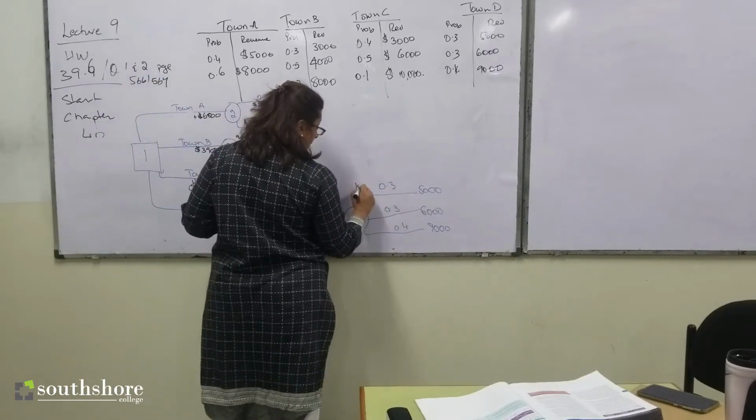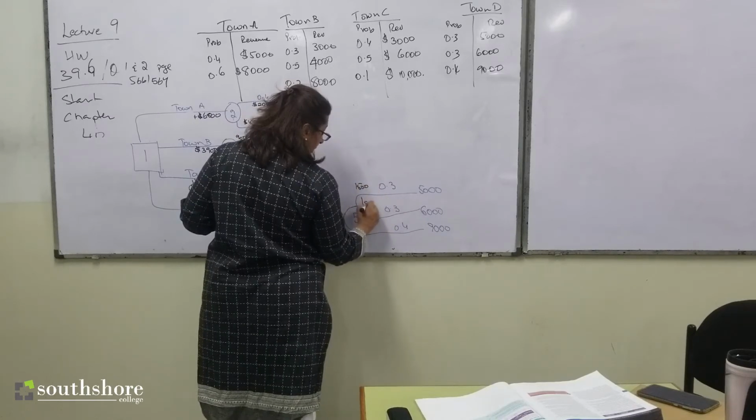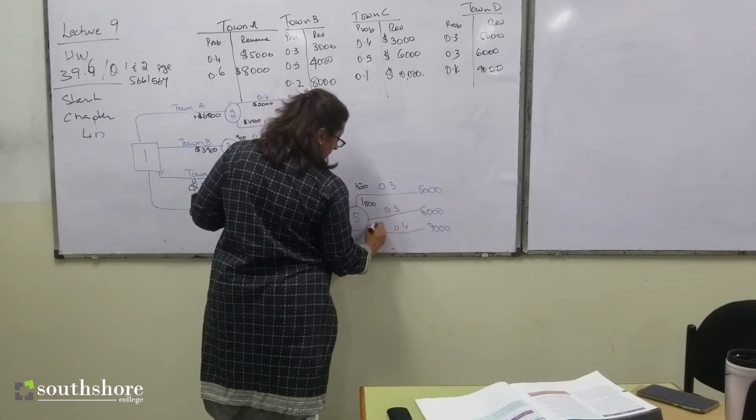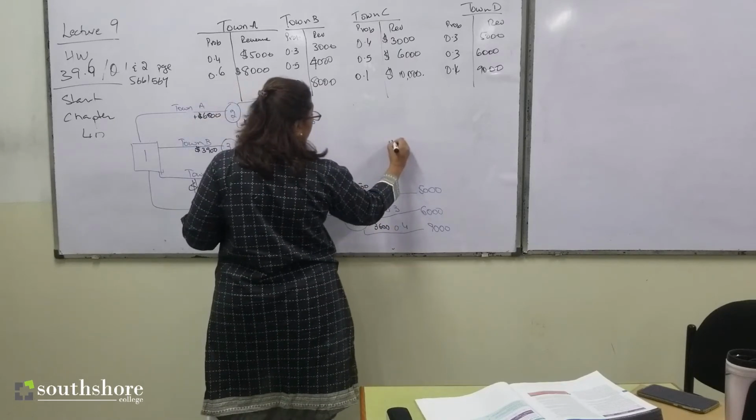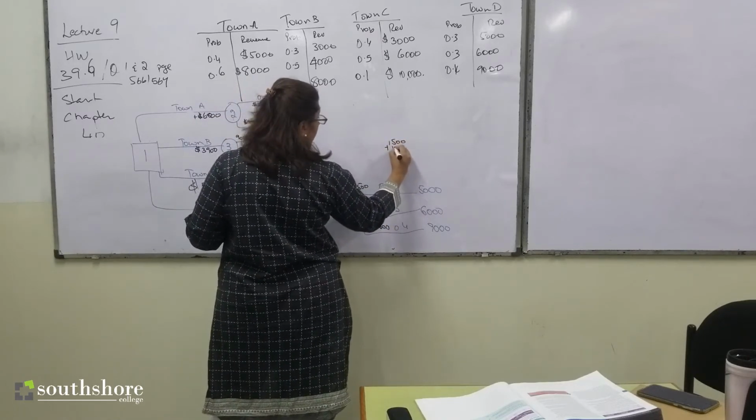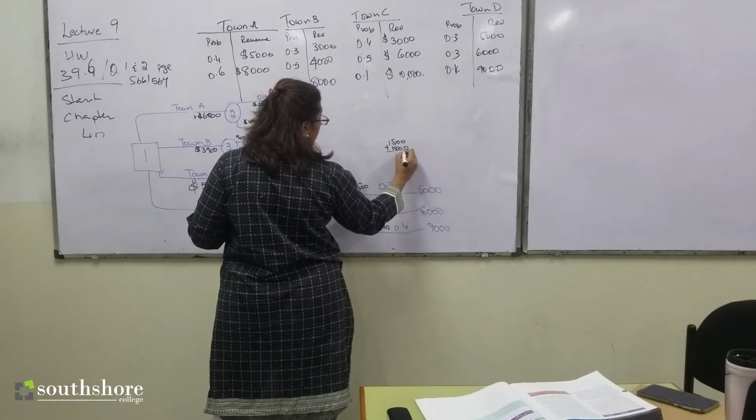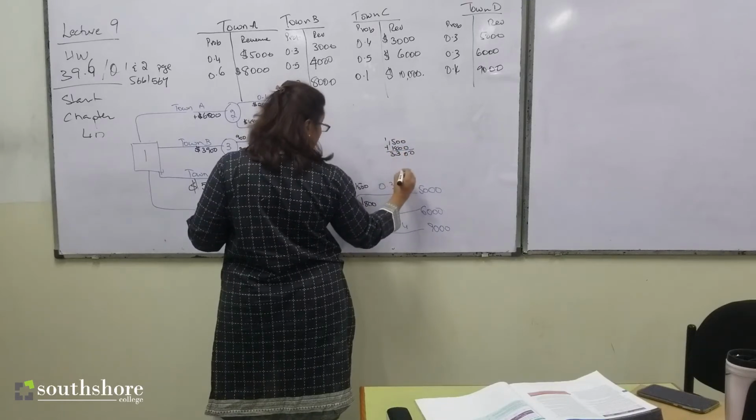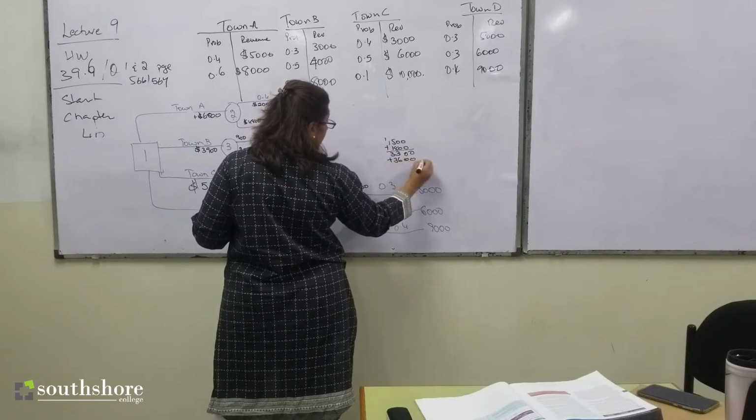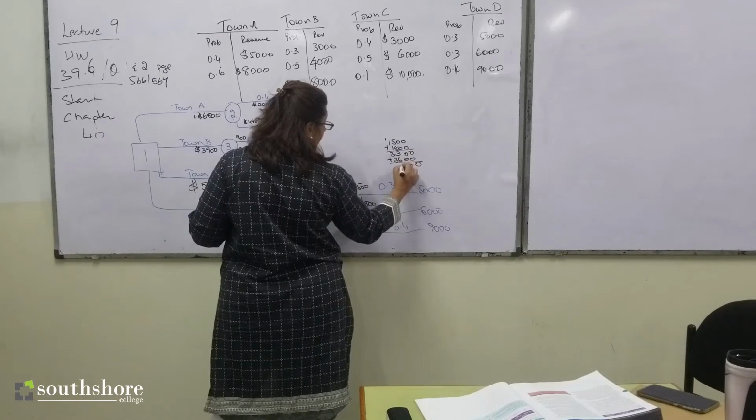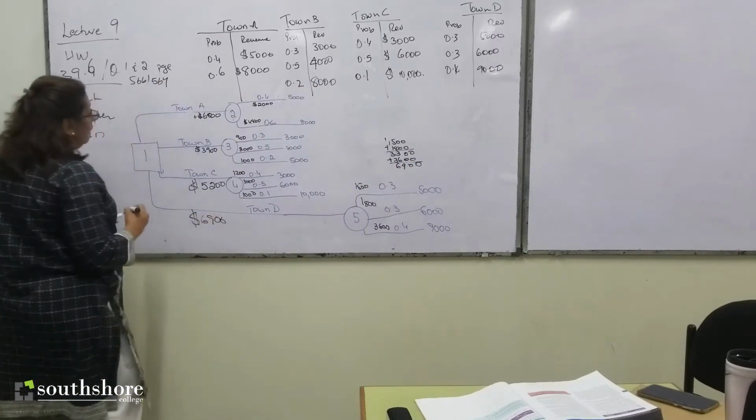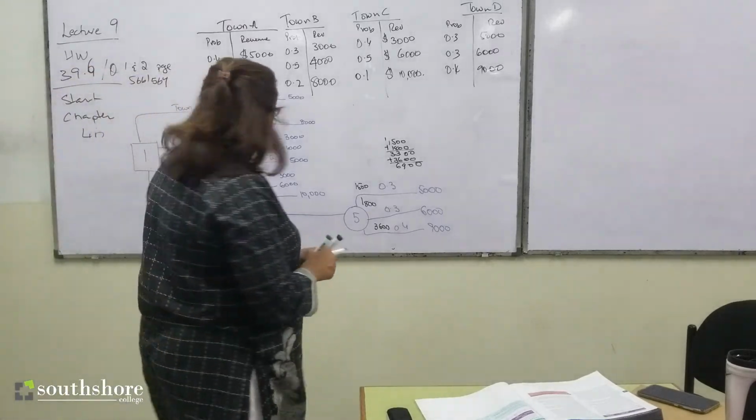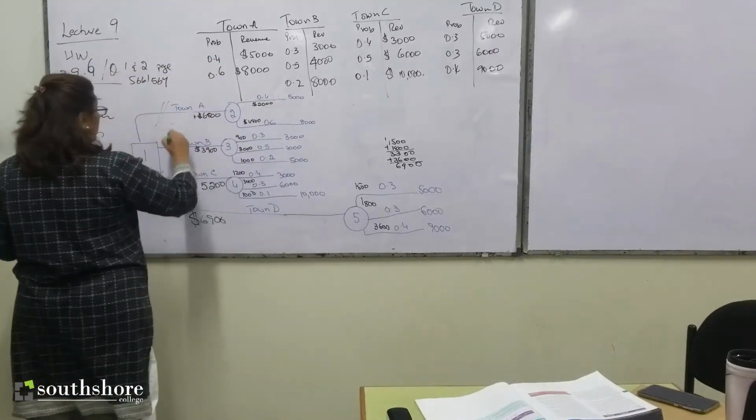Then we have 1,500, 1,800, 9 4s are 36. So we have here 1,500 plus 1,800, 3,300 plus 3,600 is 6,900. Oh, he beat town A. So basically, he's going to go to town D.